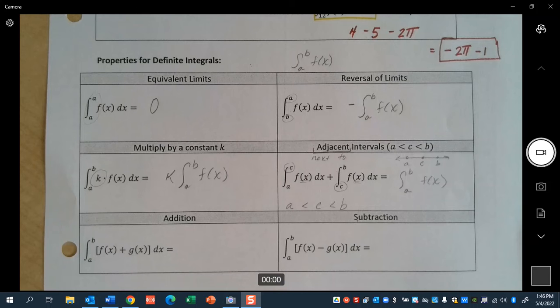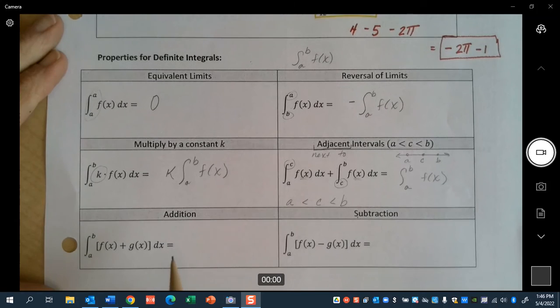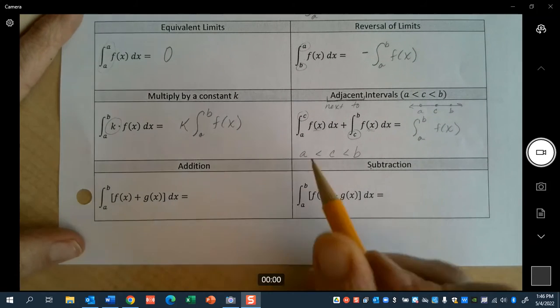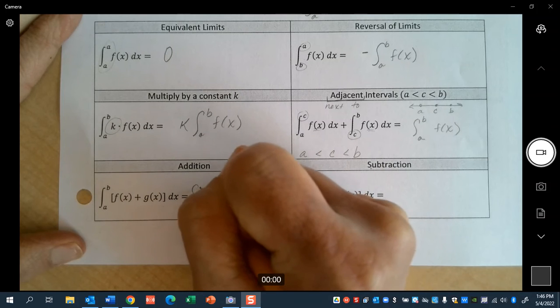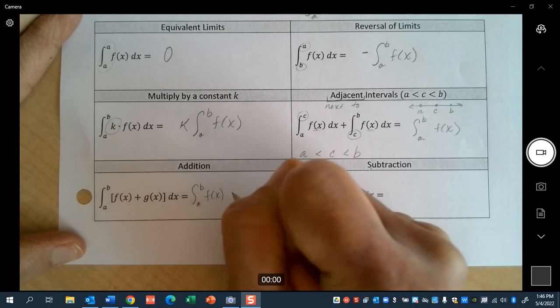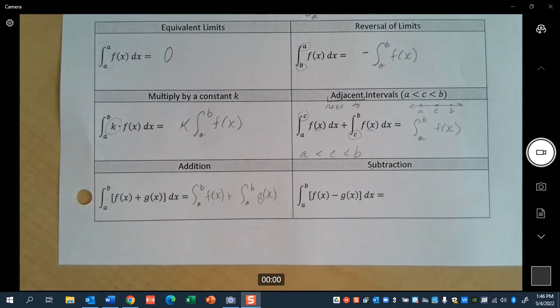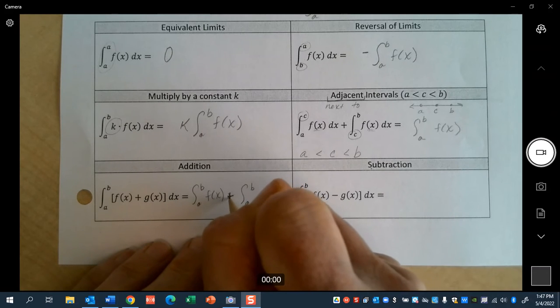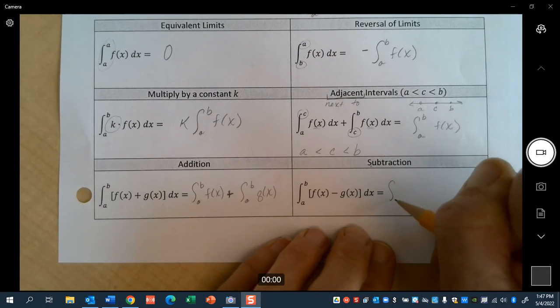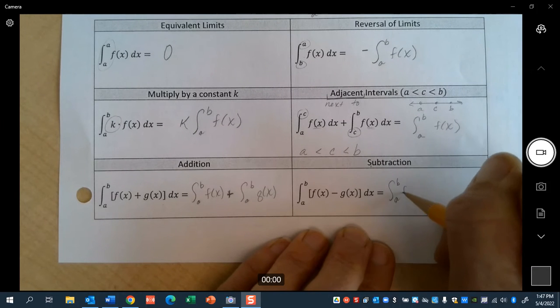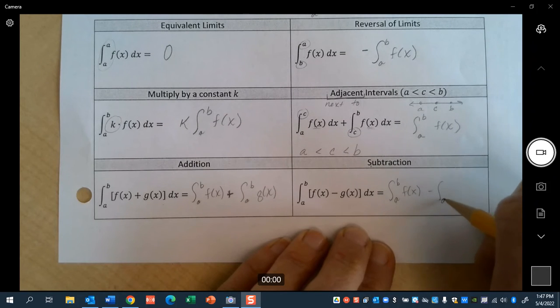All right, so our next property for our integrals is if I'm taking the integral of two functions that are being added together, I can break them apart and find the integral of one and add it to the integral of the other. And if this is true for addition, guess what? It's also going to be true for subtraction.